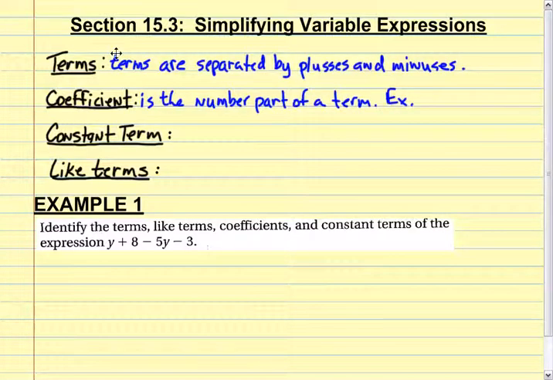Example, 3x squared y. What is the coefficient of that term? Well, let me ask you this. Do you agree that's just one term? There are no pluses and minuses separating it from other terms, right? Okay. What is the coefficient of this term? Bennett? The 3. It's the number part of the term.